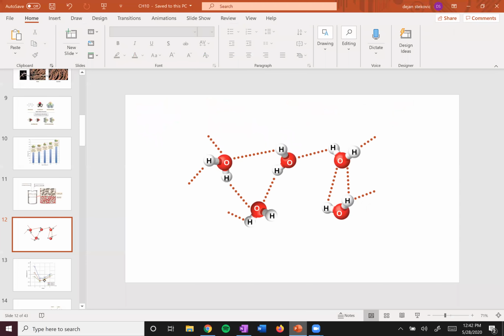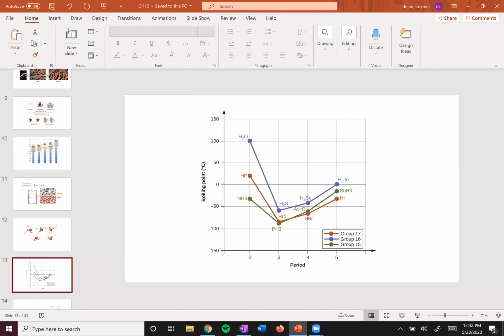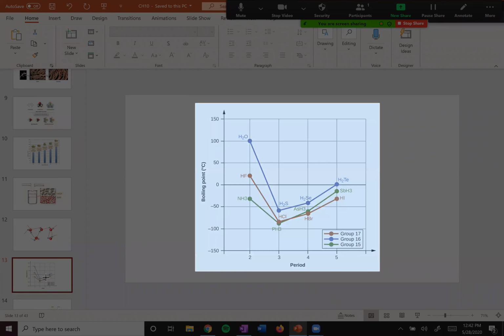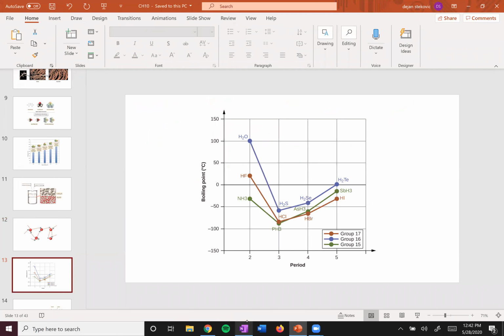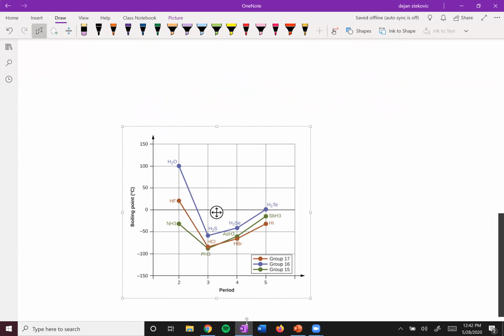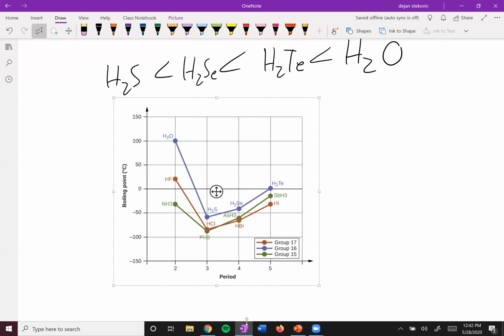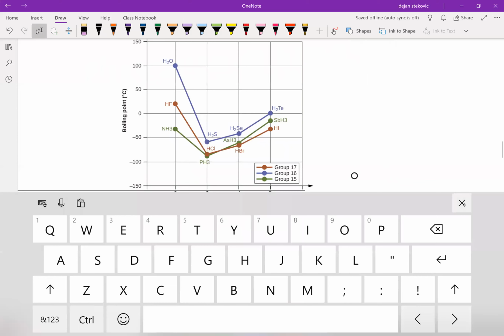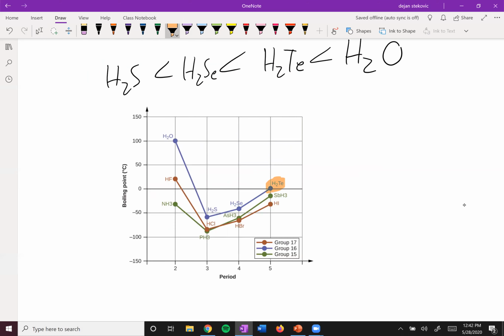That's what this figure here shows. You can see it follows the same trend with HF and other halogens, and then NH3 and other pnictogens. You can see as we get smaller, our boiling point decreases, and then it skyrockets up when we include a molecule that is capable of hydrogen bonding.